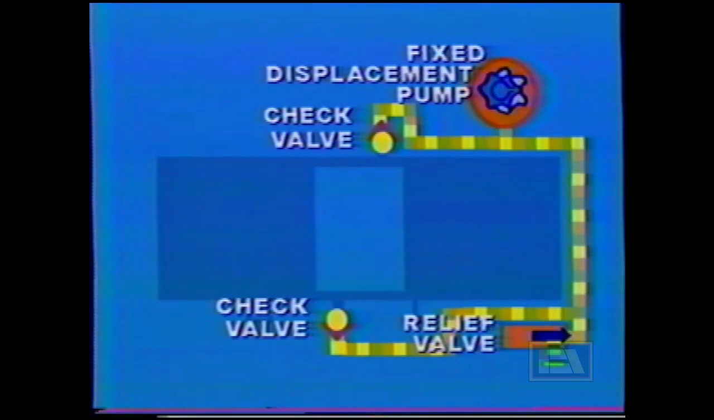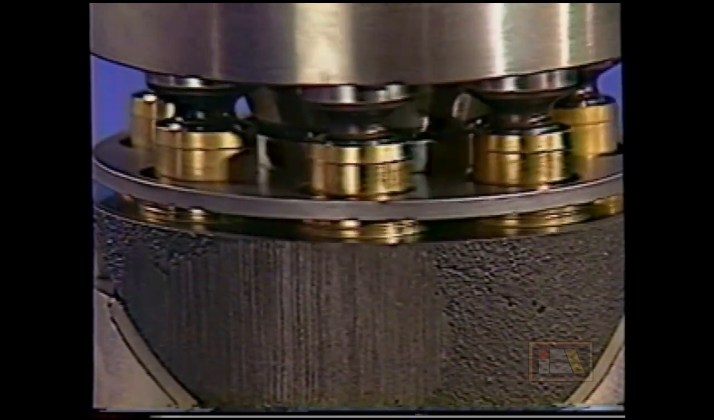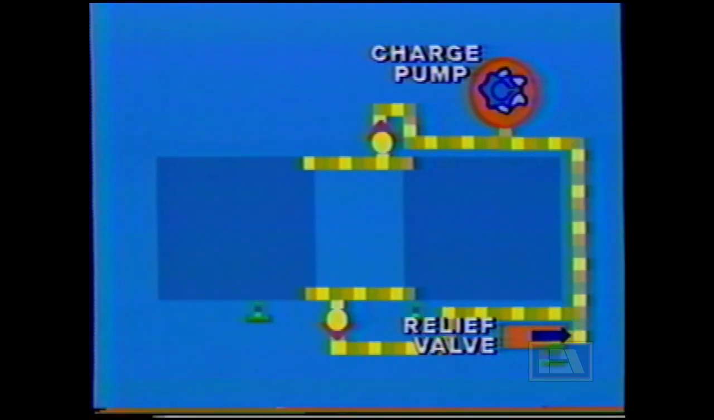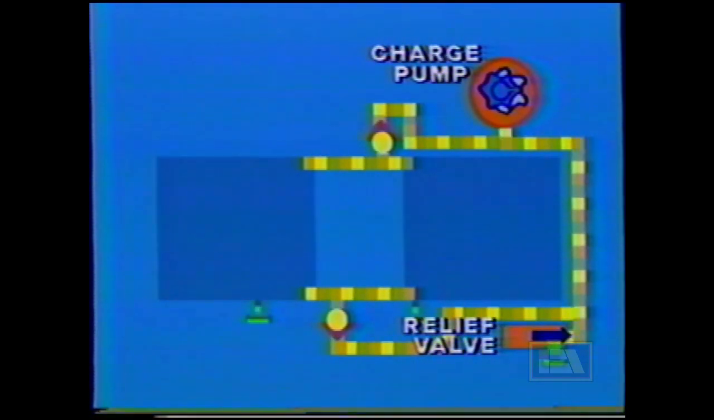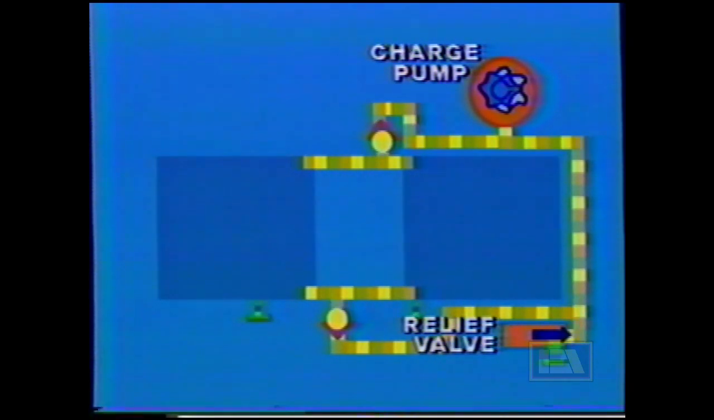Let's see how the charge system works. To start with, our example pump is in the neutral position. Thus, the only pressure in the system is that of the charge pump. The excess flow produced by the charge pump passes the charge system relief valve and continues on to the reservoir. Very little oil flows past the pistons and through the slipper passage.